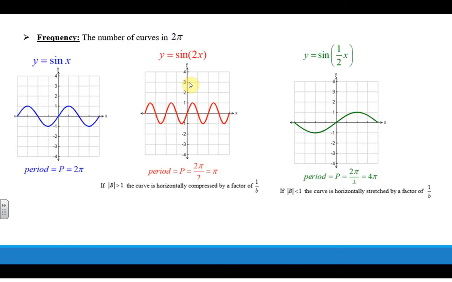Now we got frequency. Frequency is the number of curves in 2 pi. When you graph, you're going to graph in radians, so you have to get used to knowing certain values. 2 pi is 360 degrees. So in a circle, the frequency represents how many curves of the sine and cosine graph you're going to see in 360 degrees.